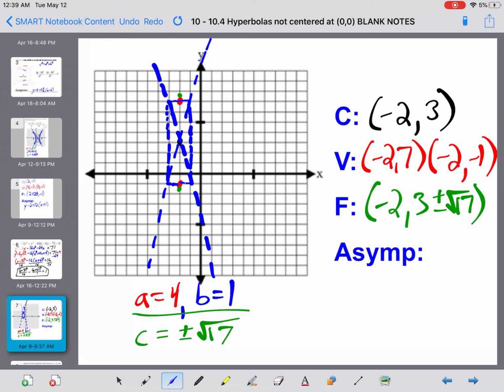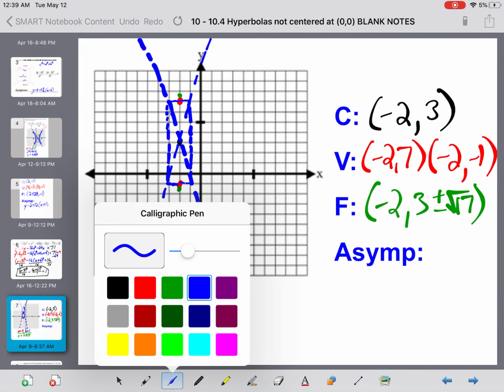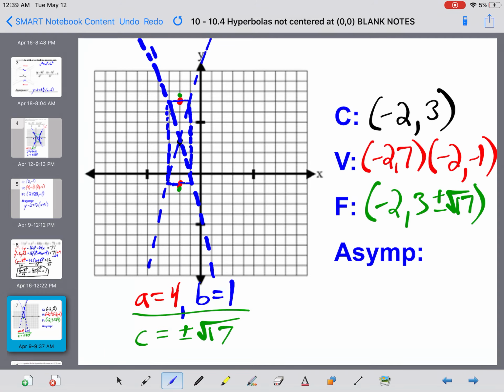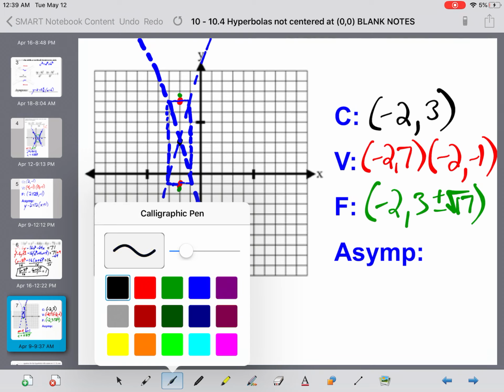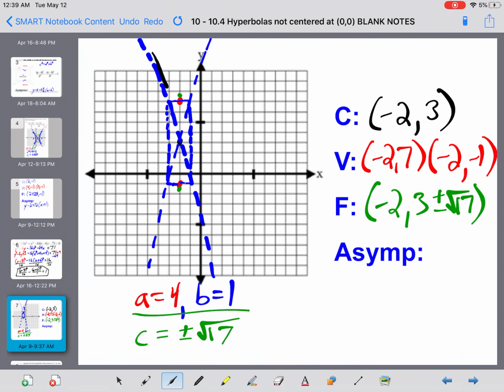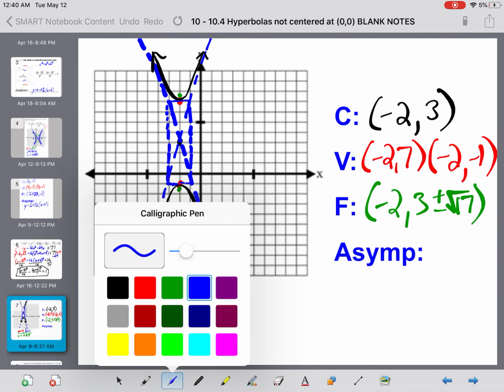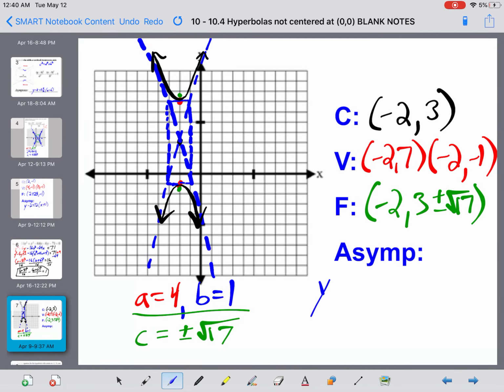All right. So in my graph, I have one branch up here. I'm going to make this a little thinner. So one branch is up here, hitting my vertex, popping back up. So there's one branch going up, and then I have another branch here going down. All right. So there are my 2 branches. There's my graph. Now for the asymptotes.